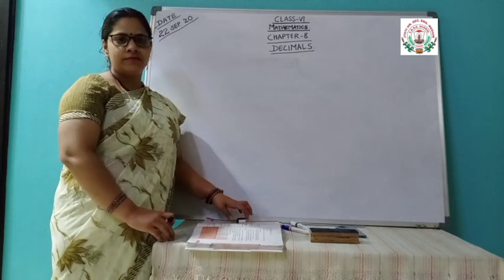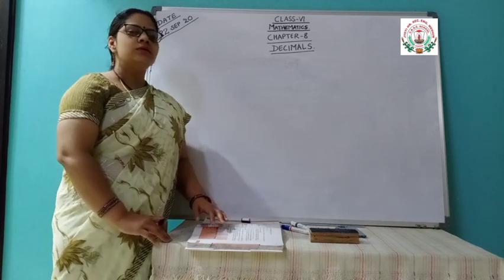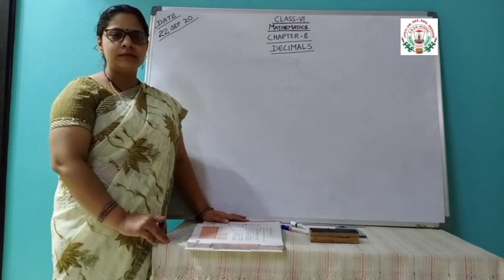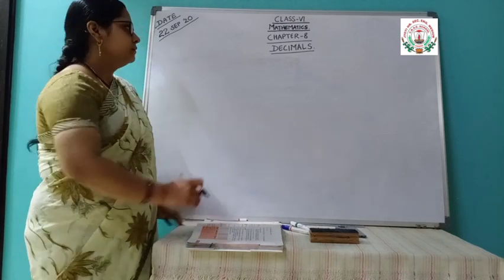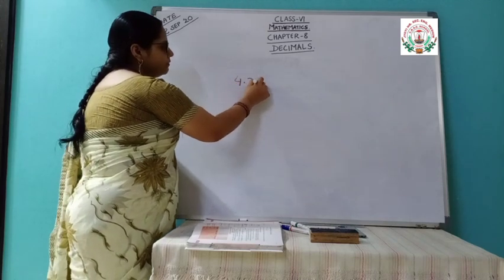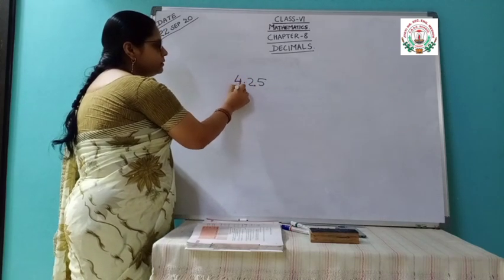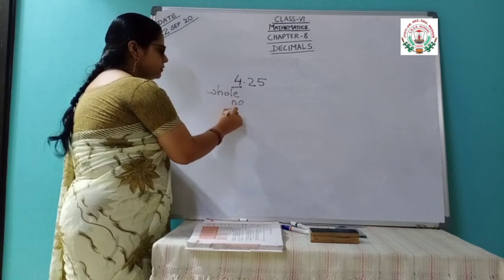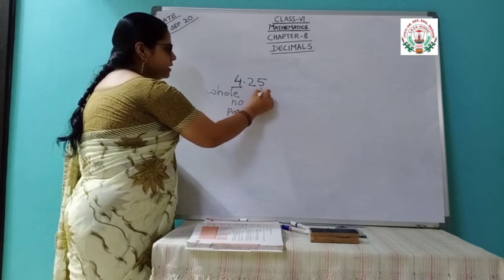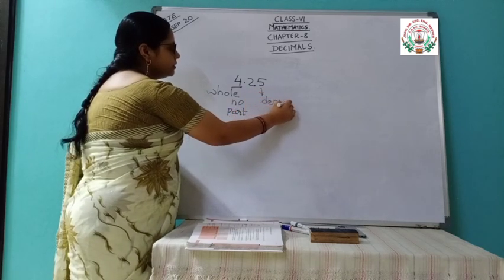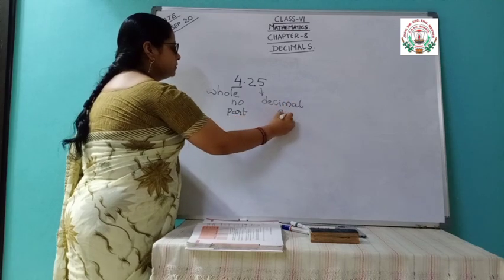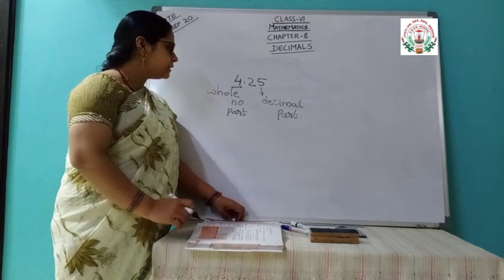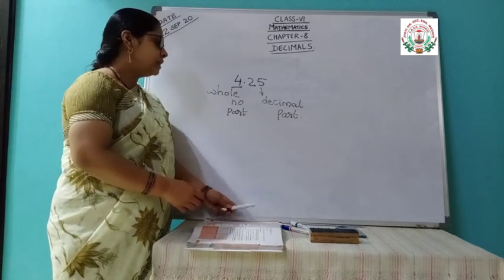In the previous class we started chapter 8, decimals. I explained how decimal numbers are written, like 4.25. In this, the 4 is the whole number part, and this side is called the decimal part. So decimal numbers are divided into two parts, the whole number part and the decimal part.